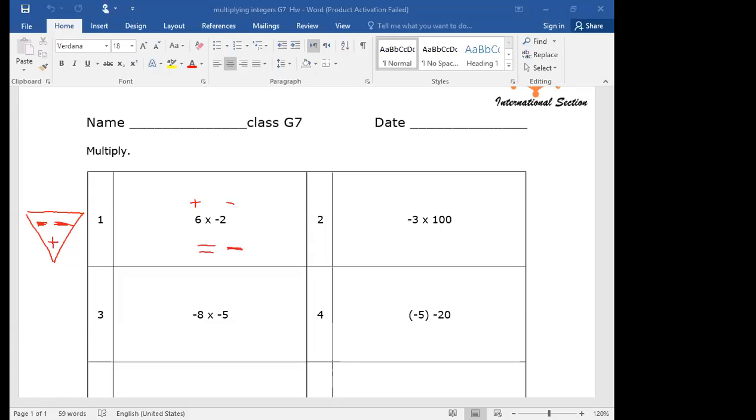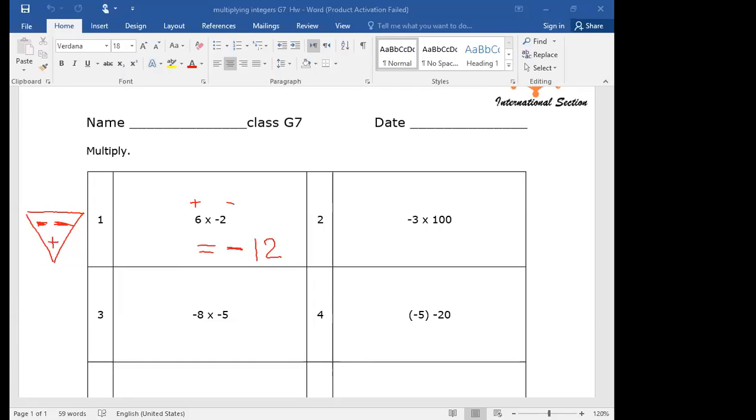Then we will make the normal multiplication. Then 6 multiplied by 2 equals how many? Equals negative 12. I think it's easy. Right? Okay. Let's answer question number 2.